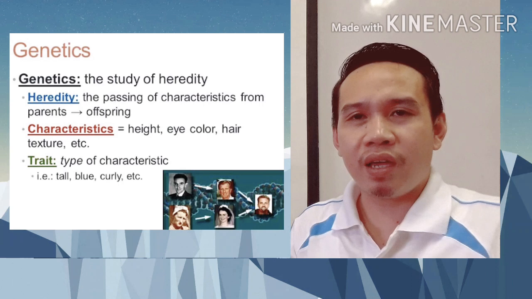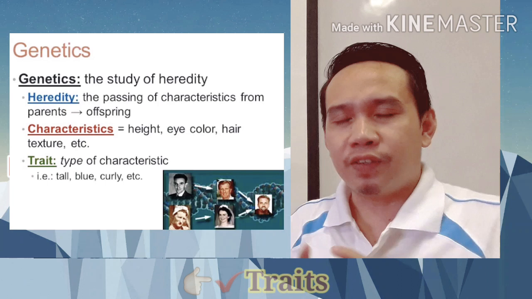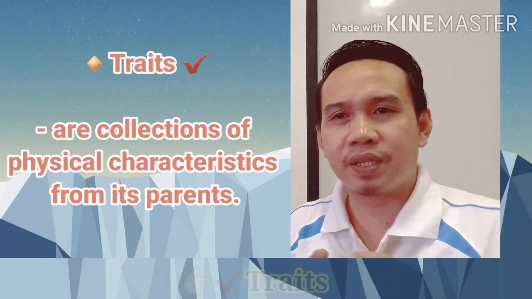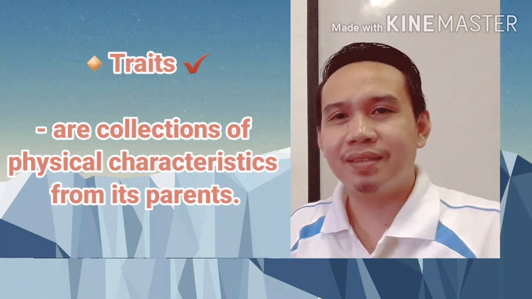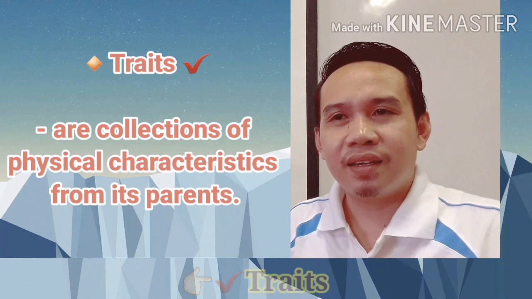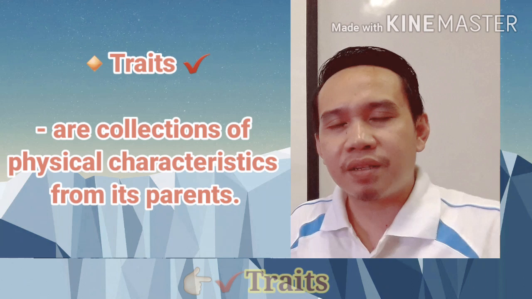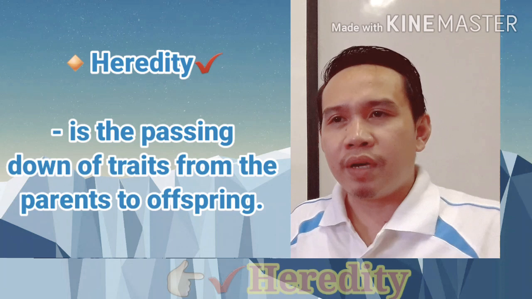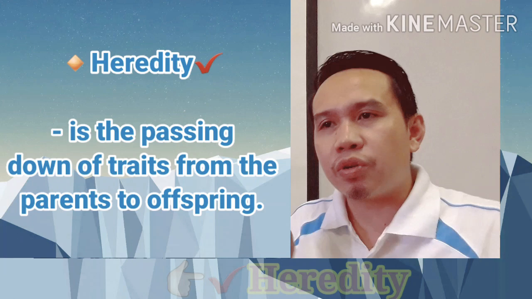Alright? So, at first, what do you mean by traits? What is your trait? Where do you inherit the color of your skin, your eyes, the shape of your nose, and all other collection of your traits? Now, what do you mean by the word traits? A trait is a collection of physical characteristics which is inherited from your parents. What about heredity? What does that mean? Heredity is the passing down of traits from the parents to offspring.